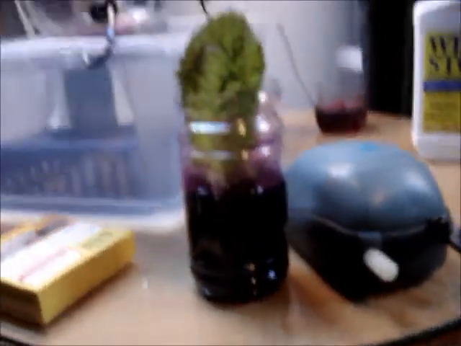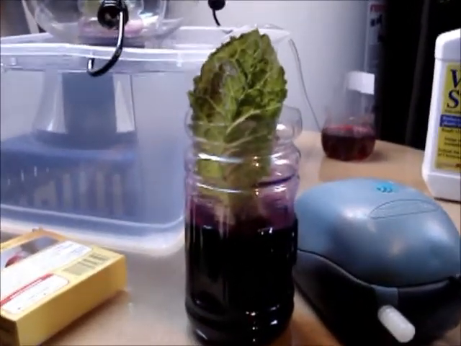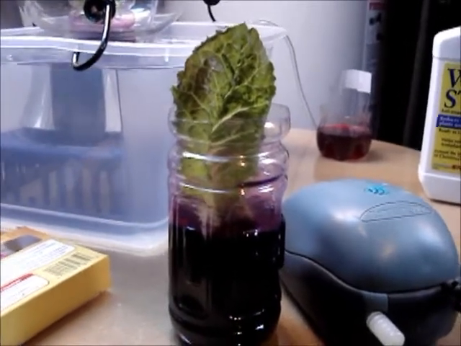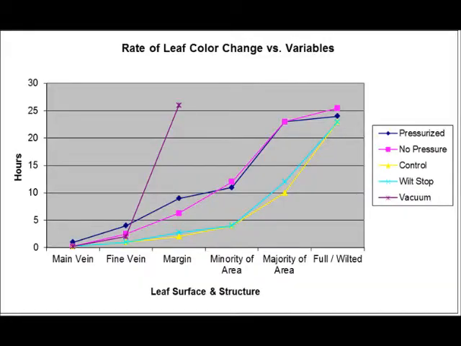levels. And down here I have my control experiment, which is a lettuce leaf just placed into a regular small bottle container full of colored liquid. The following are images taken of leaves at different times during trials of my experiment.